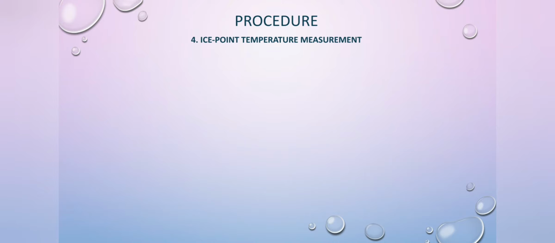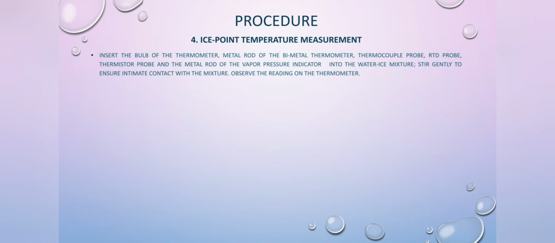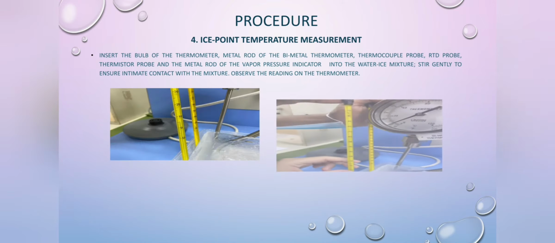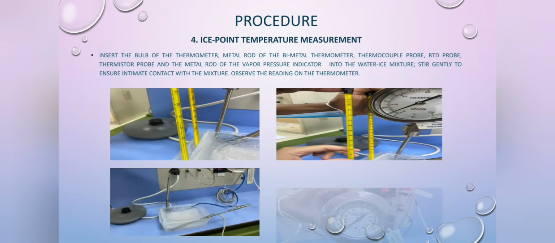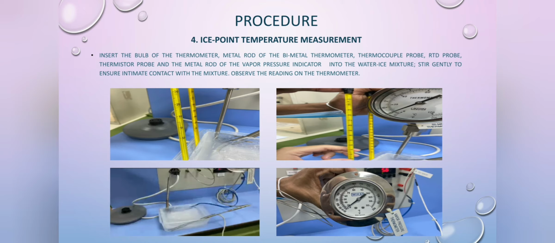To measure the ice point temperature, we insert the bulb of the thermometer, the metal rod of the bimetal thermometer, the thermocouple probe, the RTD probe, the thermistor probe, and the metal rod of the vapor pressure indicator into the water-ice mixture. We stir gently to ensure intimate contact with the mixture. Observe the reading on the thermometer, and then we record all the measurements into the table of data and results.